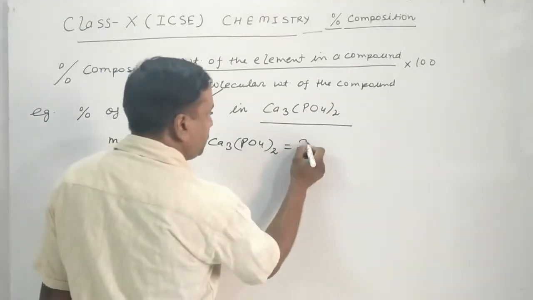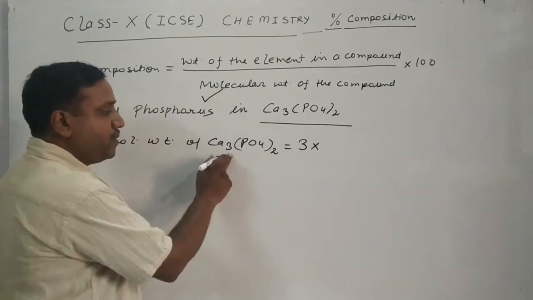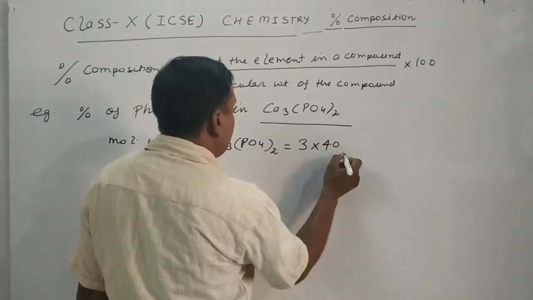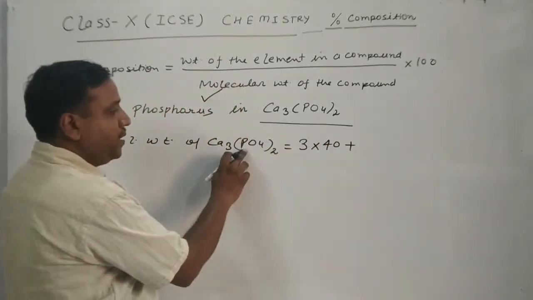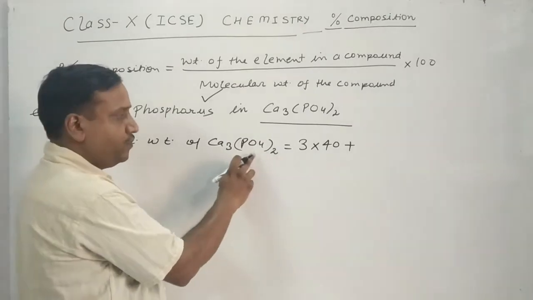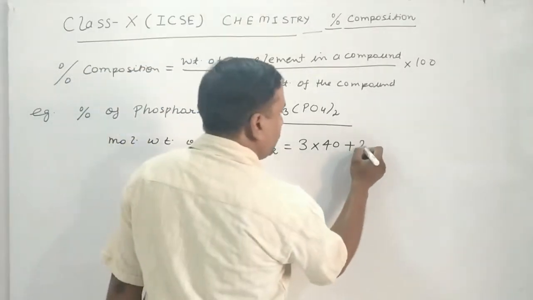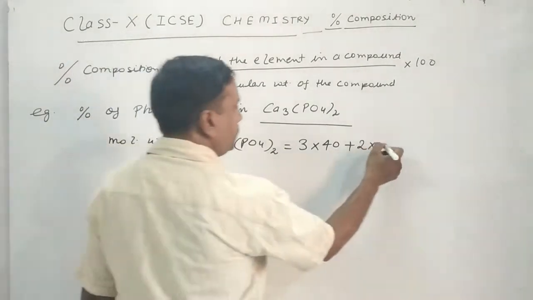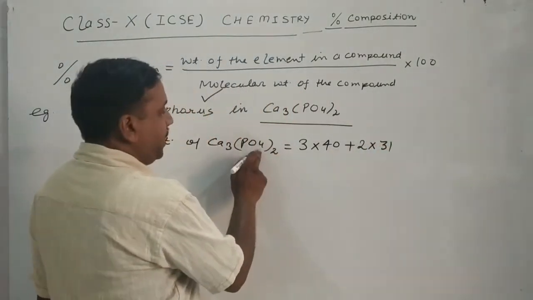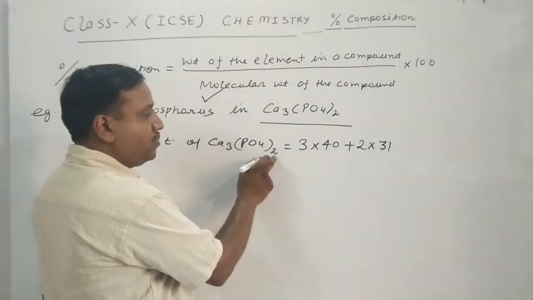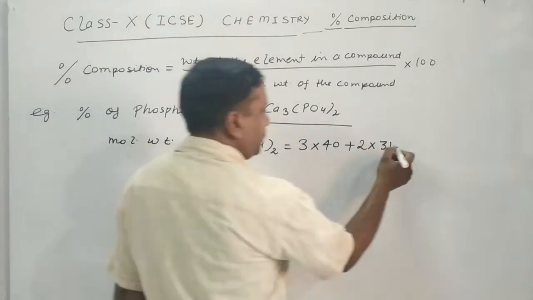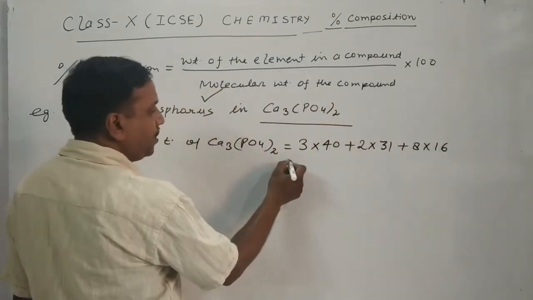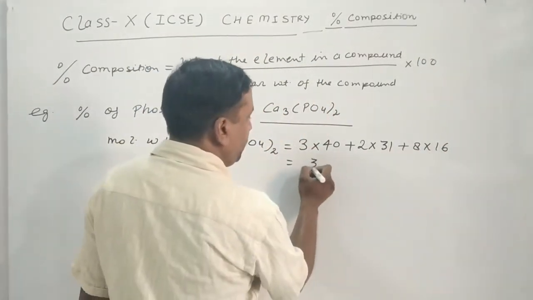Like in this case, the number of atoms of calcium is 3, so 3 multiplied by the atomic weight of calcium, which is 40, plus, in (PO4)2, phosphorus is 2 atoms, and the atomic weight of phosphorus is 31. And at last, oxygen: there are 4 times 2, that is 8 atoms of oxygen, so its weight is 8 multiplied by 16. Overall, the sum will be 310.